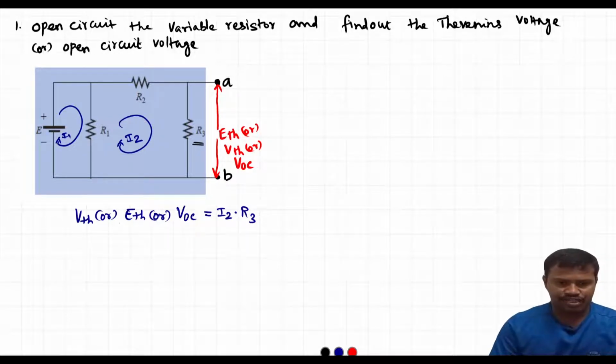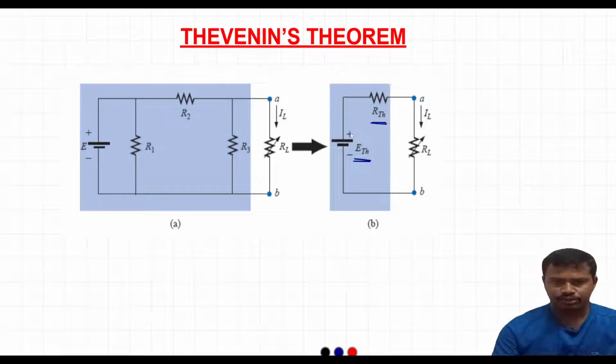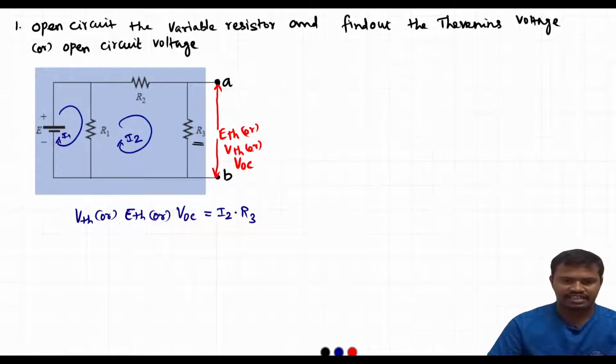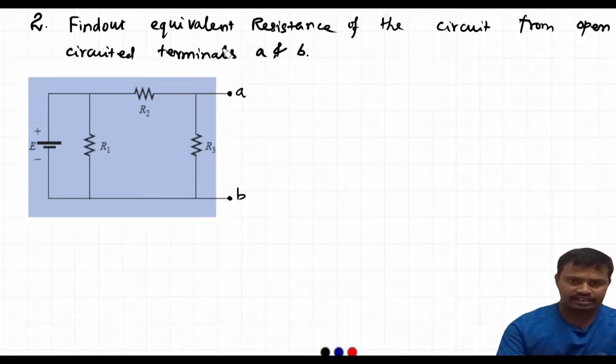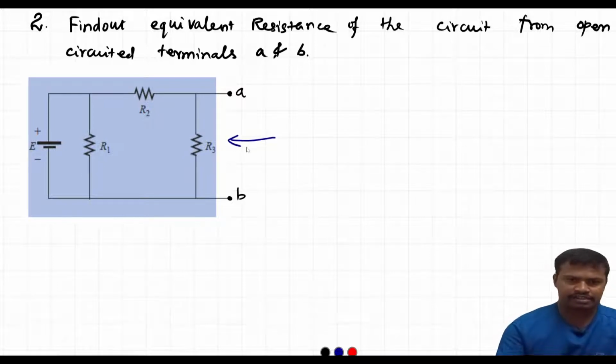On the next step, to draw the Thevenin's equivalent circuit, we need to know two parameters, that is Thevenin's voltage and Thevenin's resistance. We have found the value of Thevenin's voltage. Now we need to find out the value of Thevenin's resistance. To find out the Thevenin's resistance, we need to find out the equivalent resistance of the circuit by looking from the open circuited terminals.